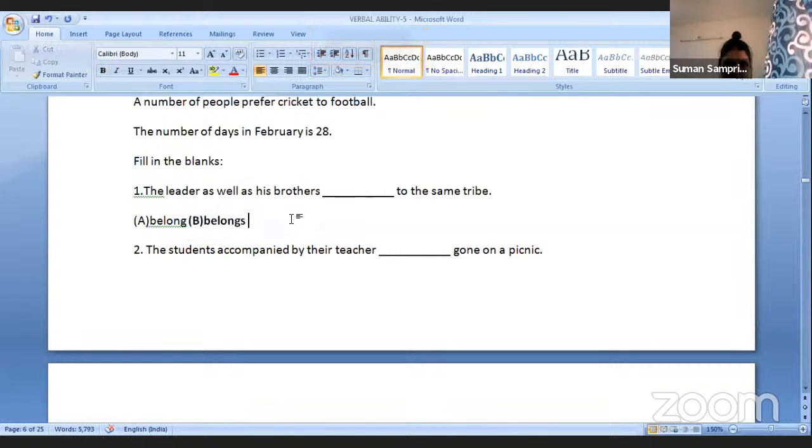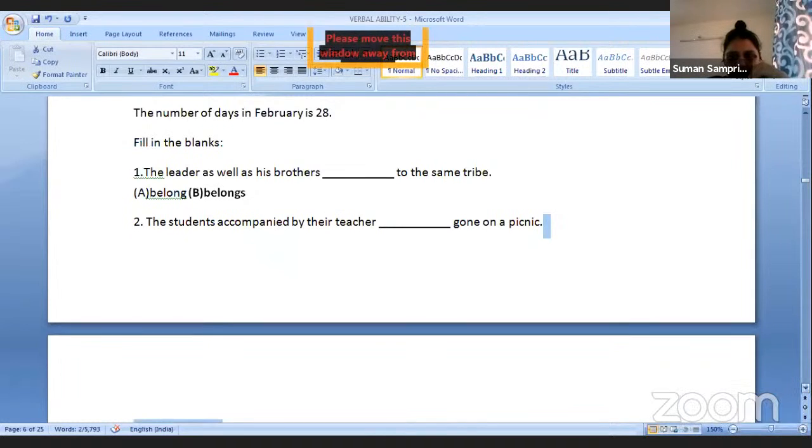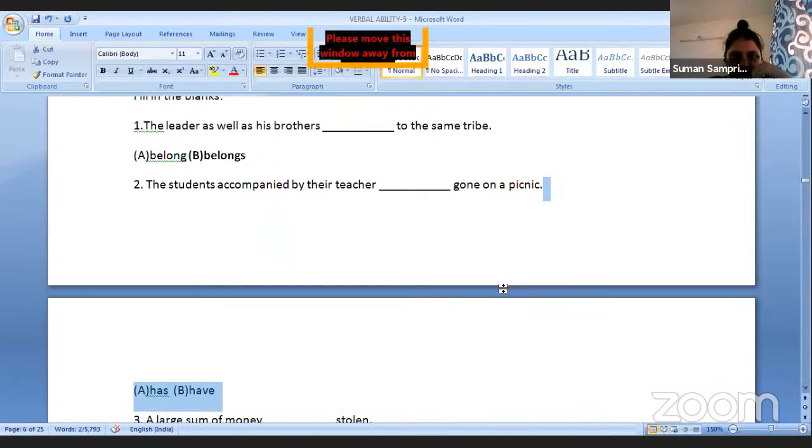Okay, we haven't discussed this rule. This is the second subject, first subject rule. About the second subject we have already studied. This is the first subject rule. Okay, next one: The students accompanied by their teacher have gone on a picnic. Accompanied by.